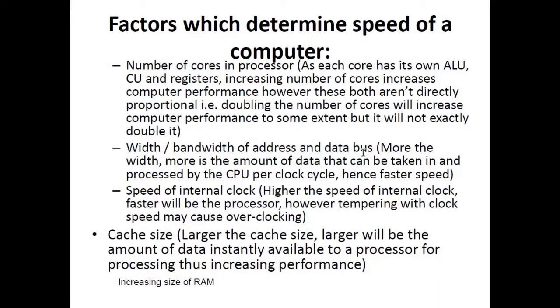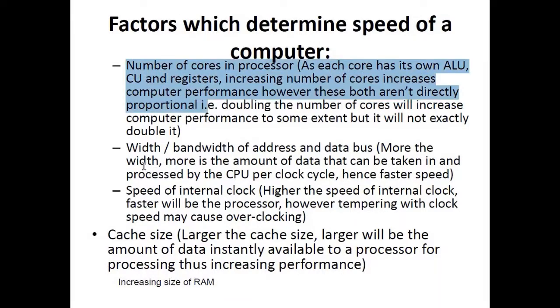Width or bandwidth of address and data bus: the more the width, the more is the amount of data that can be taken in. Speed of internal clock: the higher the speed, the faster the processor. Cache size: the larger the cache size, the larger the amount of data instantly available to a processor for processing. And the fifth one, increase in size of RAM.